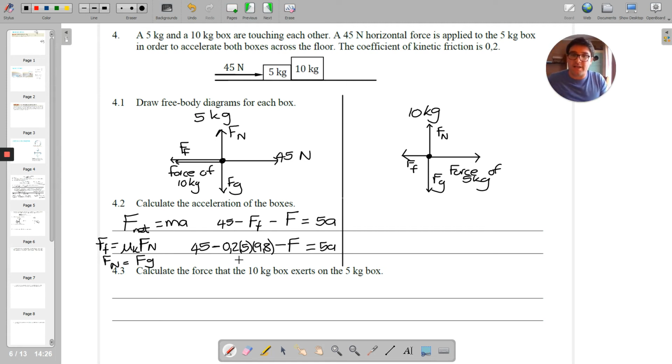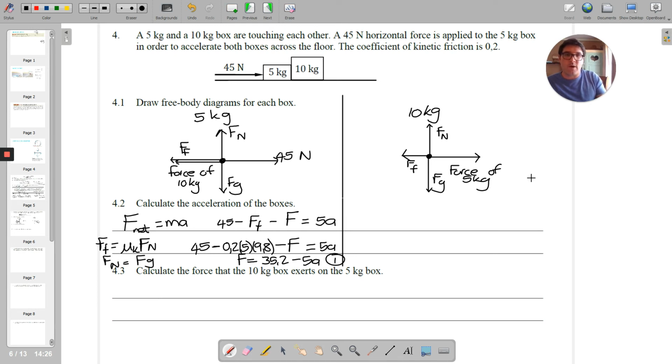So simplifying and writing this equation in terms of F, I will get that 45 minus 0.2 times 5 times 9.8 gives a value of 35.2, which would be positive, but seeing that I'm transferring it, it would become negative, but then I would divide by negative throughout. So simplifying this, it becomes 35.2 minus 5a is F, and that's my first equation.